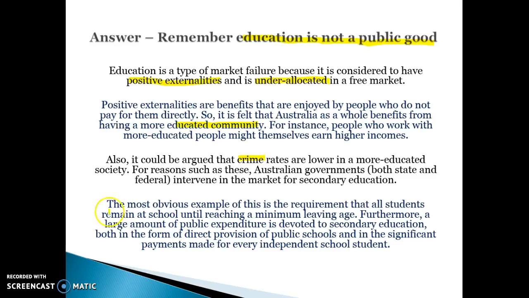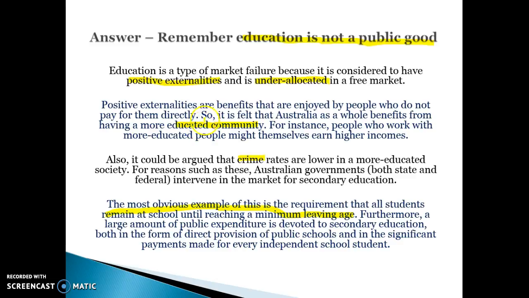Secondly, and this is the main one, they have a minimum school leaving age. You can't leave school in Victoria until you're 16 years of age. That is a way to ensure that everyone gets at least a basic or a year 10 level of education. Okay? And thirdly, they also fund private schools. Okay? They provide subsidies for private schools to ensure that people don't need to pay as much even to go to private schools. Okay?